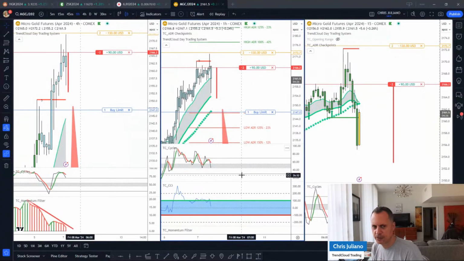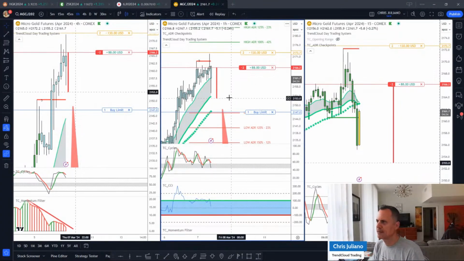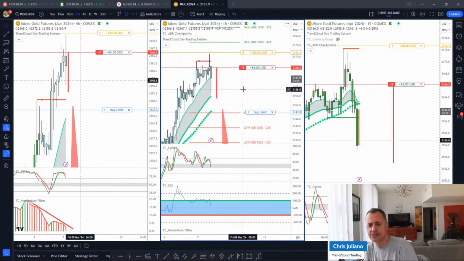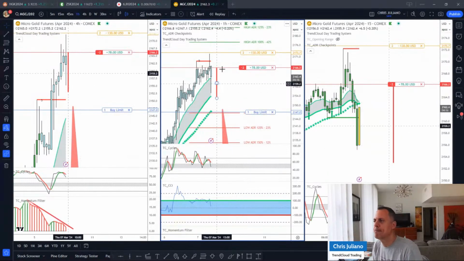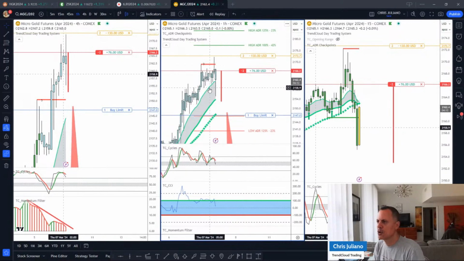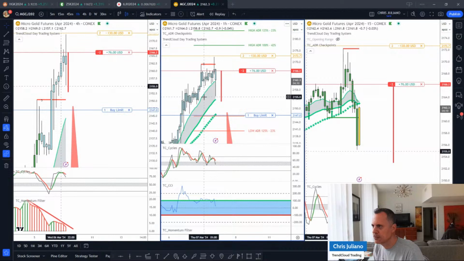Very powerful. And look what's happening. Look at this rejection out of TrendCloud. This is what we want price to do. We want price to go into our TrendCloud and bounce out of there, because then we know, oh, okay, price is coming back into that TrendCloud, right? It's coming back into that TrendCloud.